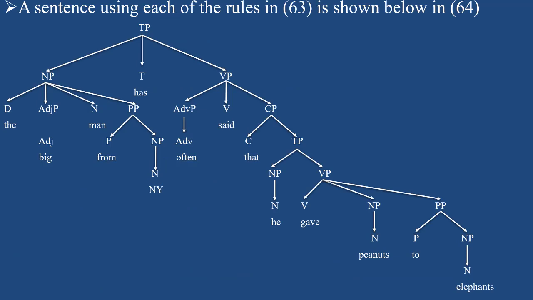So if you look at this sentence, it contains each of the rules that we have introduced so far. All the rules we have here. So we have TP, we have NP, we have VP, CP, we have PP. Okay, so all the rules are here. The big man from New York has often said that he gave peanuts to elephants.